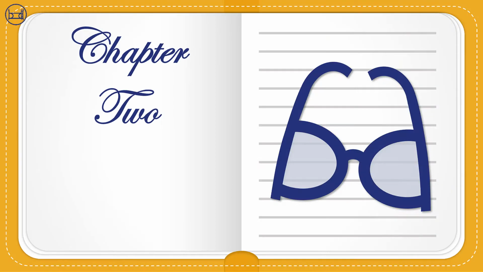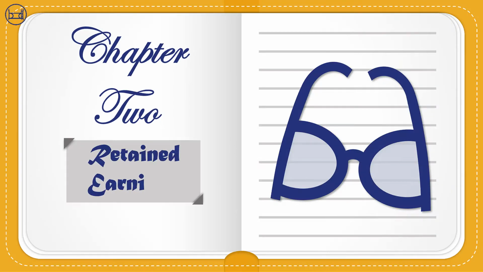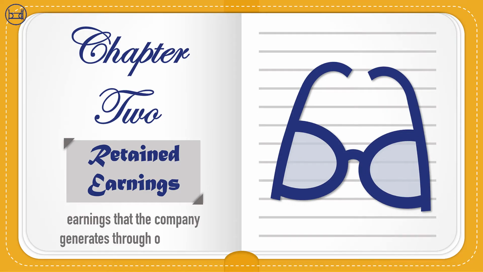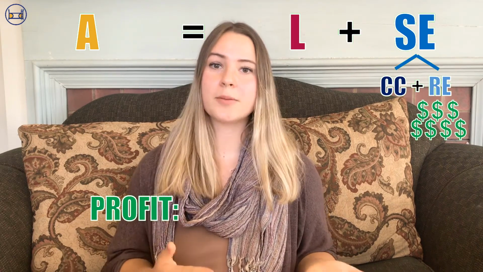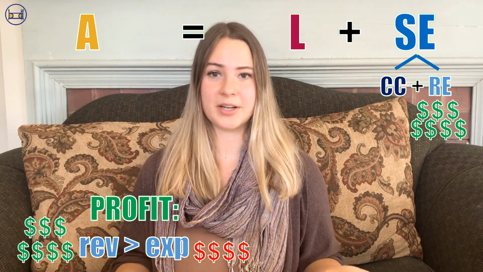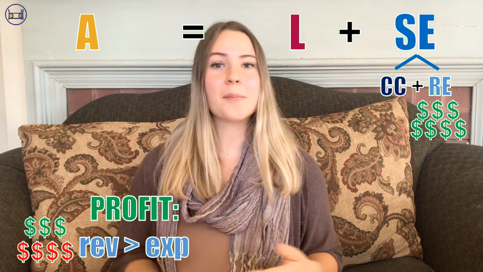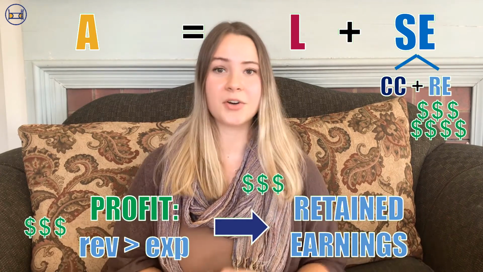The second component of shareholders' equity is retained earnings. Retained earnings is where the earnings that the company generates through its operations are accumulated and stored. A company earns a profit, generating value for shareholders, by reporting more revenues than expenses during a period. And each period, the company's profit is poured into its retained earnings.